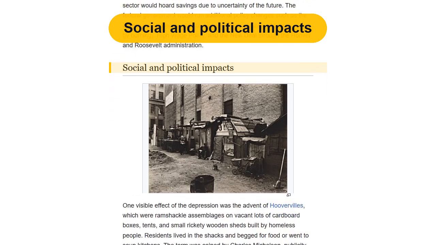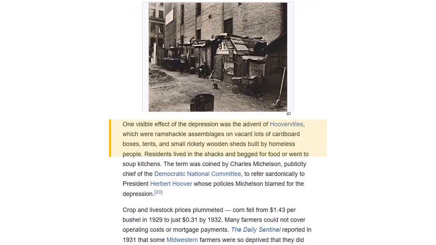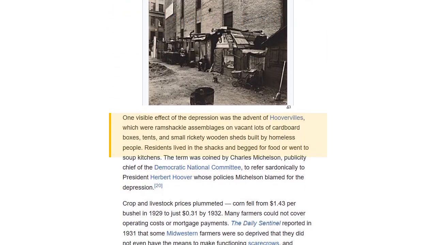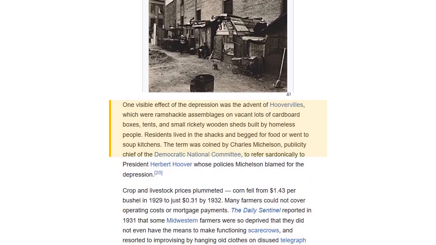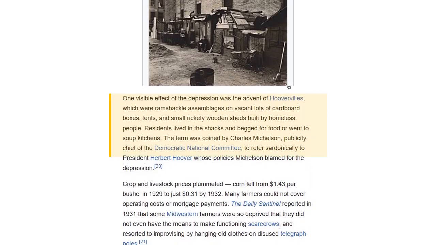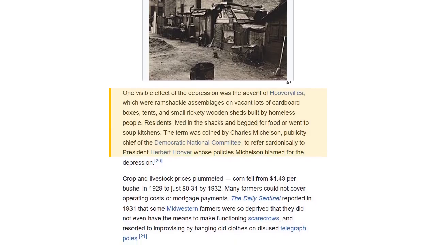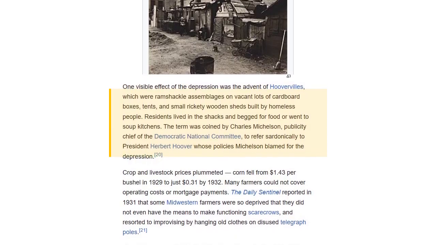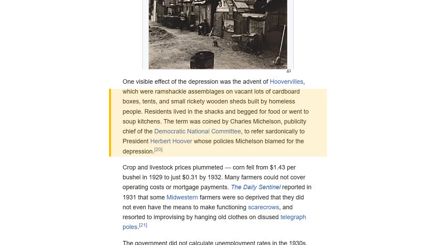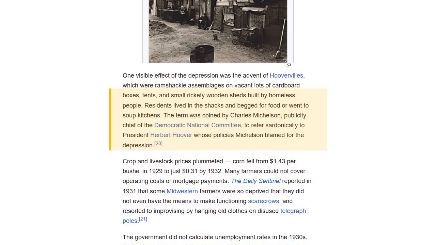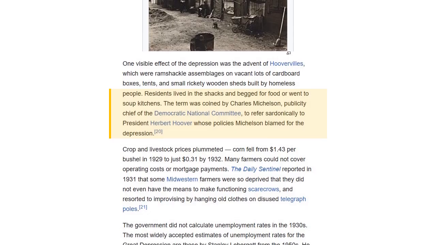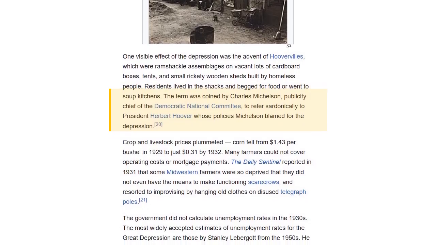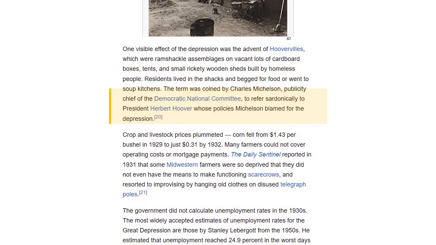Social and political impacts. One visible effect of the Depression was the advent of Hoovervilles, which were ramshackle assemblages on vacant lots of cardboard boxes, tents, and small rickety wooden sheds built by homeless people. Residents lived in the shacks and begged for food or went to soup kitchens. The term was coined by Charles Michelson, publicity chief of the Democratic National Committee, to refer sardonically to President Herbert Hoover, whose policies Michelson blamed for the Depression.